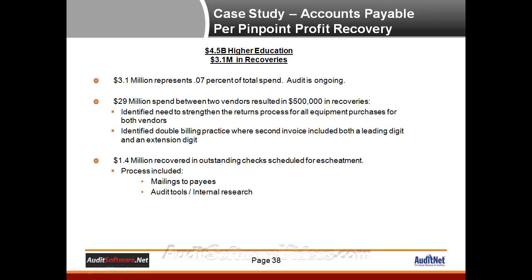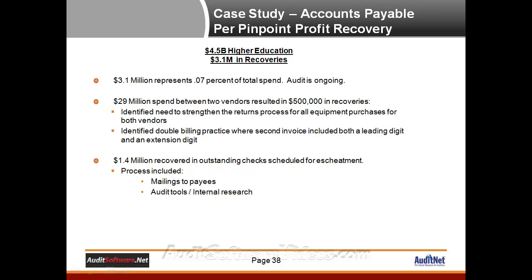So just taking a case study approach now and looking at a couple of case studies. This is an example of a $4.5 billion higher education organization where $3.1 million in recoveries were found. Of those 3.1 million, that represented about 0.07% of the total spend, and it is very common that the recovery will be about 0.1%. If you round up the 0.07, it's the 0.1, and the audit is ongoing, which means that they probably will find the other 1.4 million that's sitting out there to get them up to that full 0.1%.